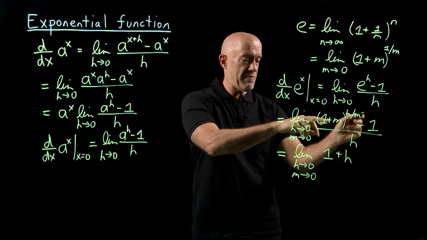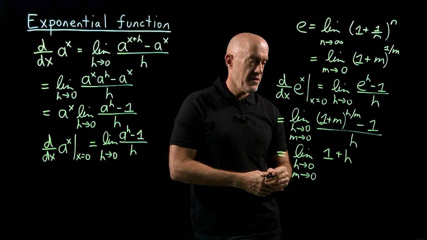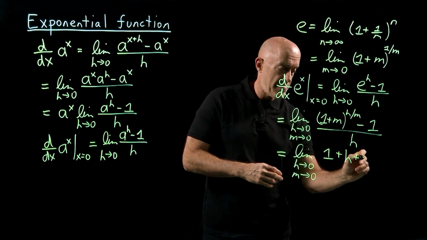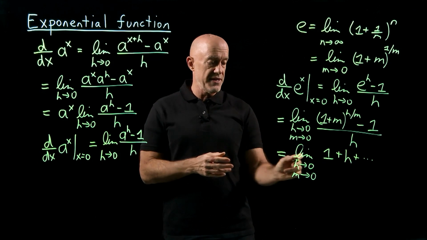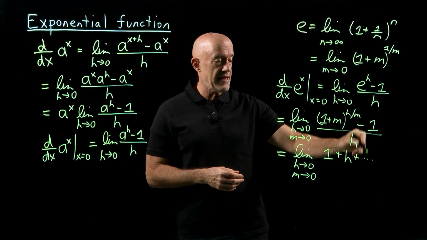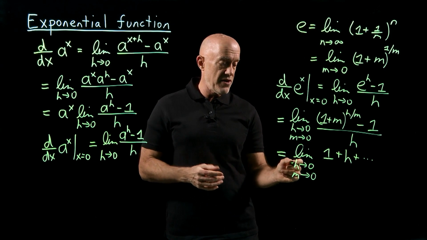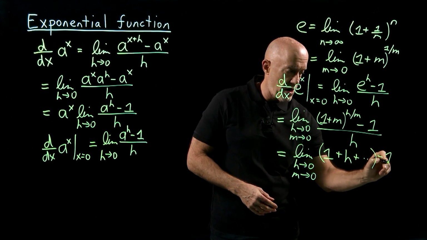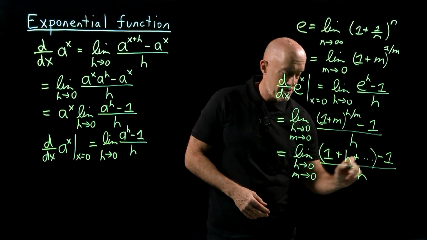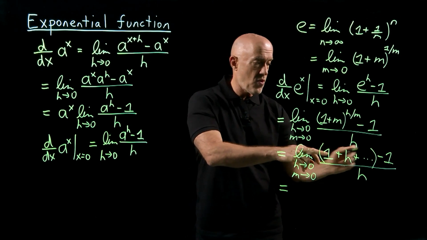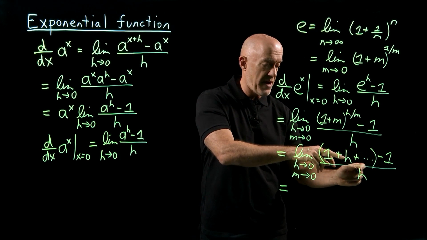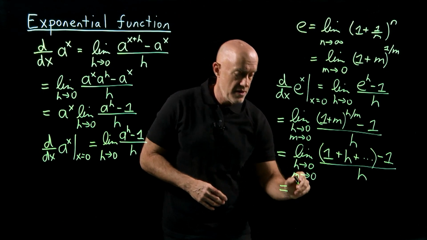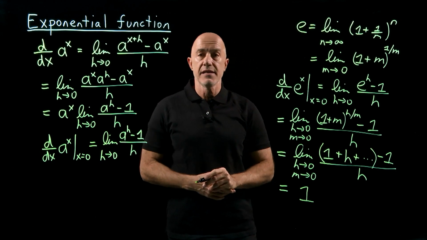So the next term will be proportional to m and h. So we can put dot, dot, dot there because they're going to go to zero. The dot, dot, dot divided by h will go to 0 when h and m both go to 0. So this 1, minus 1 divided by h. And then we have 1 minus 1. We have h divided by h. And the dot, dot, dot terms divided by h will all go to 0. So finally, we see that this is indeed equal to 1.